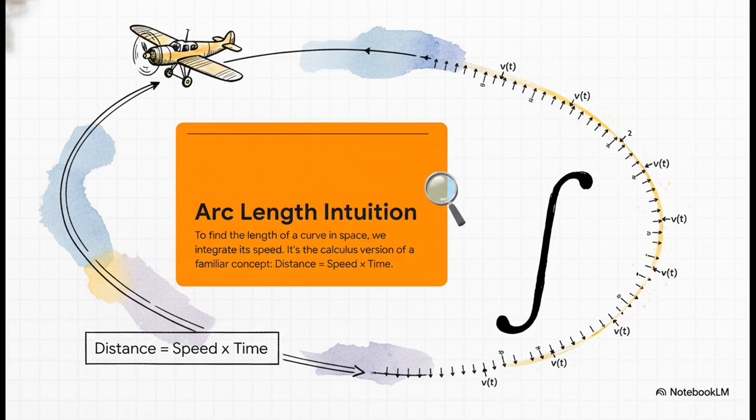We all know this basic formula from middle school physics. Distance equals speed times time, right? If you're going 60 miles an hour for 2 hours, you've gone 120 miles. Simple. Well, arc length is just the grown-up calculus version of that same idea. Integration is just a fancy way of adding things up. So we are literally just adding up the little bits of distance you cover in every tiny moment of time.